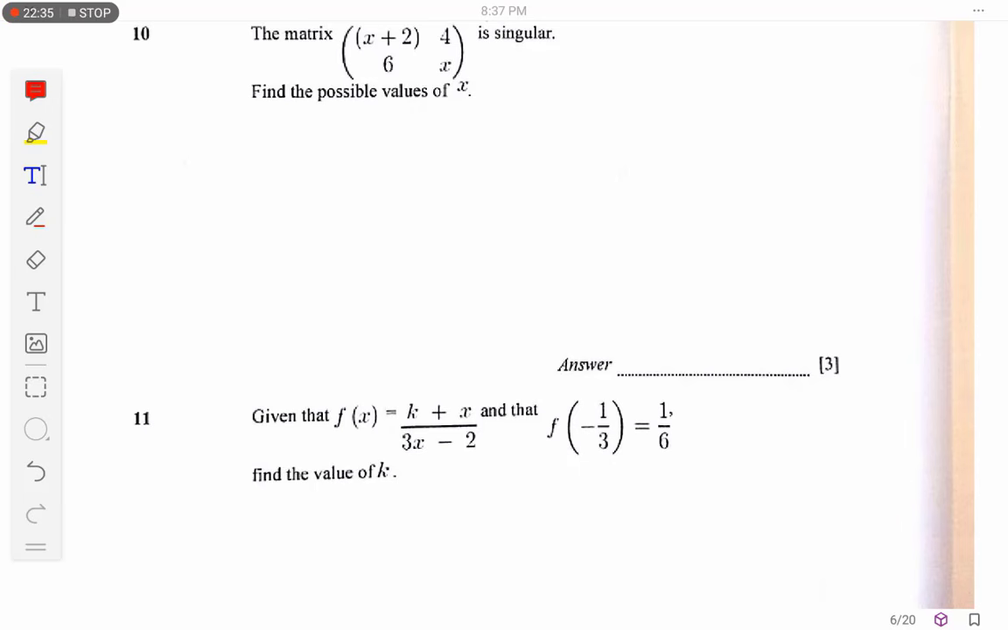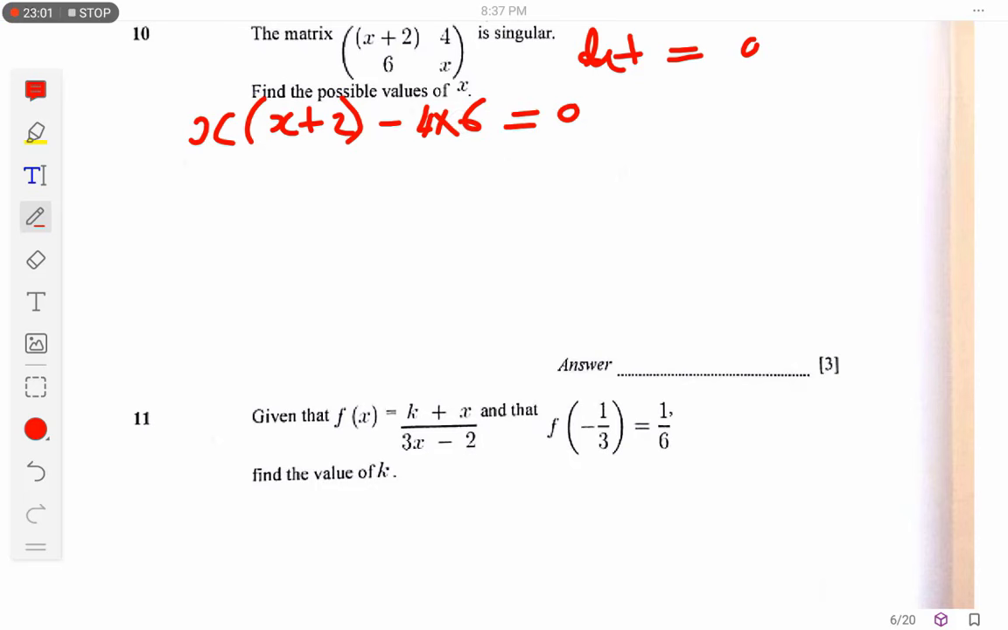When we are talking about a singular matrix, basically what it means is that the determinant is equal to 0. And how do we find our determinant? In this case, we say x times x plus 2 minus 4 times 6 is going to be equal to 0. Now let's simplify. x times x, we get x squared plus 2x minus 24 is going to be equal to 0.